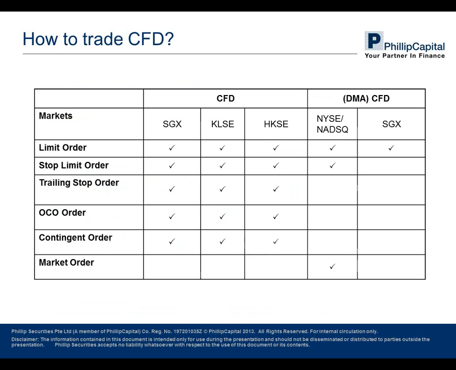So how can you trade CFDs? Please note that our US stocks are all DMA. You can put in limit order, stop limit, trailing stop, OCO, contingent, and market order. Stop limit, trailing, OCO, and contingent orders are only available on the CFD Trader 2 platform. And if you want to know how exactly to put in these orders, we have some videos on our CFD Trader 2, which you can view either on our website or on our YouTube channel, which is youtube.com/PhillipCFD.